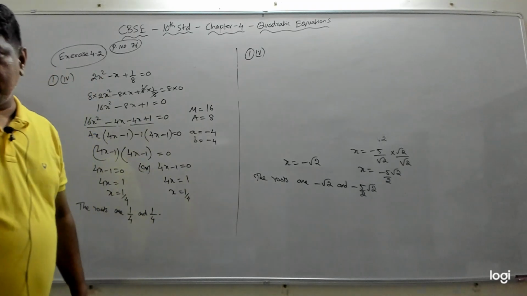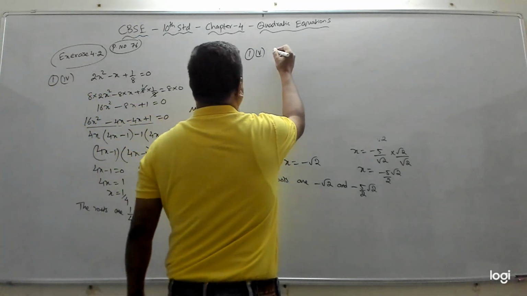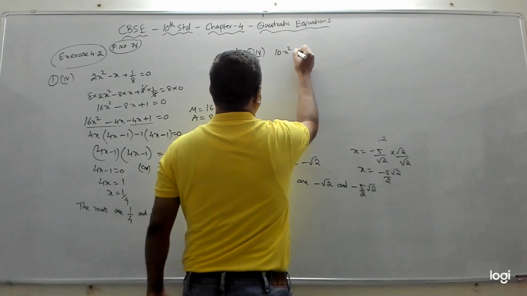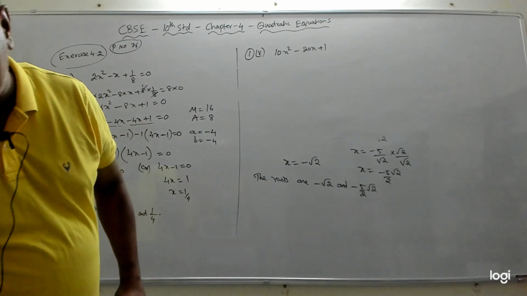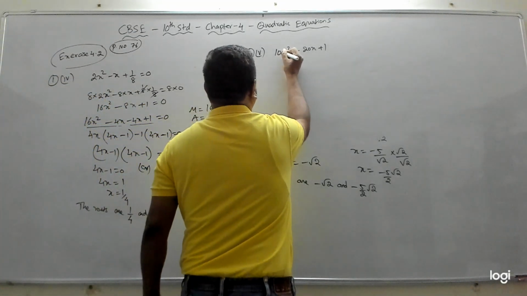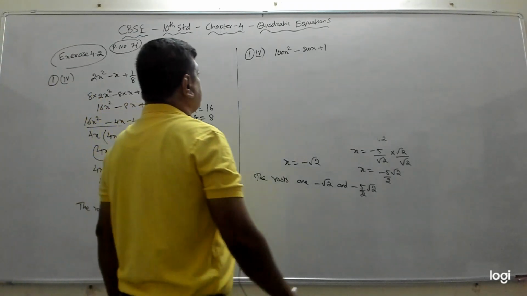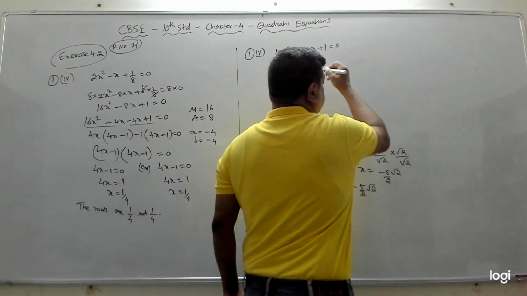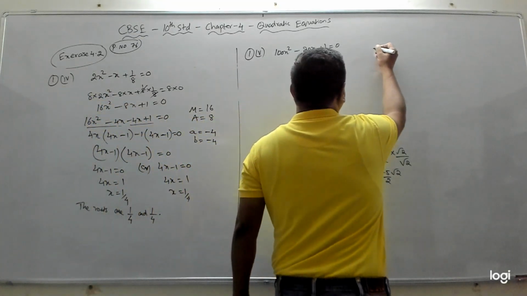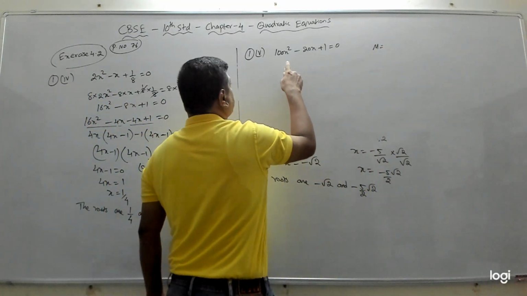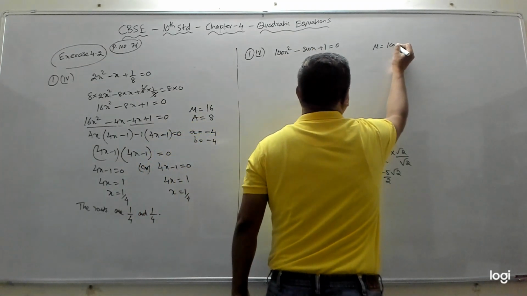Fifth sub problem is we have to factorize again 100x square minus 20x plus 1 equal to 0. Sorry, not 10, it is 100x square. Now we need to find the roots of this quadratic equation by factorization. Same. So which means what is our rule? Multiply. When I multiply two numbers, I should get 100 into 1, which is 100.